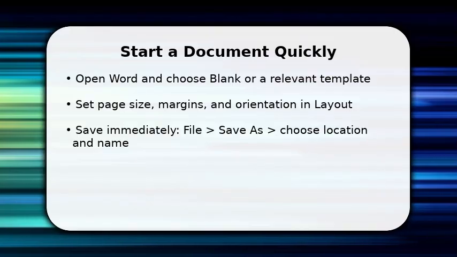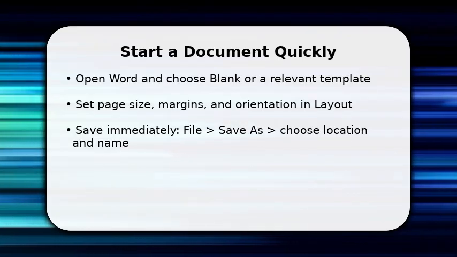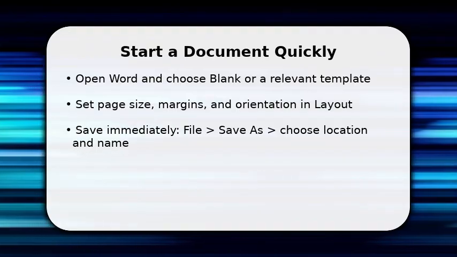You begin by opening Word and picking blank or a template that fits your goal. Once done, set page size, margins, and orientation from layout so your document prints correctly. You should save immediately: file, save as, pick a folder and name, because autosave can fail. Make sure to choose the correct file format. DocX is standard. If collaborating, turn on autosave to OneDrive. These first steps prevent wasted rework later and establish a stable starting point.